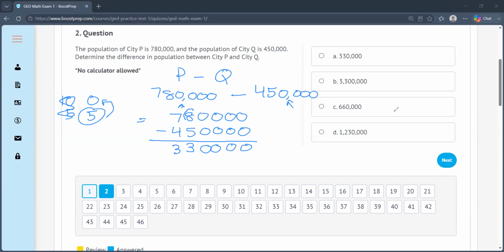So it would be, I guess, 330,000. So that would be letter A. Right, let me double check my zeros. So it's either A or B. 1, 2, 3, 4. Yes, it's letter A because it has 4 zeros. 1, 2, 3, 4. Perfect.